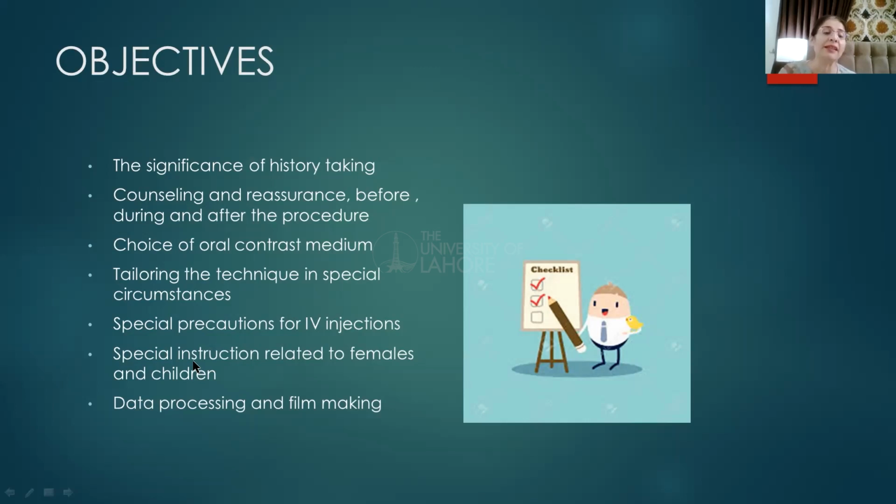Then tailoring the technique in special circumstances, a very interesting and exciting thing to do in a busy CT department when various types of cases are coming for imaging. Special precautions that are needed for intravenous contrast injections, instructions especially related to females and children, and last of all, the data processing and filmmaking.